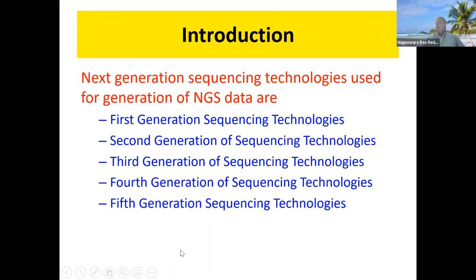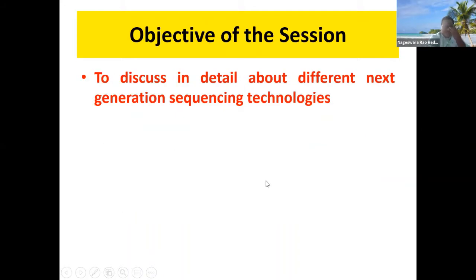Okay, so what you have to understand is the whole genome sequencing or DNA sequencing technologies are classified into five different generations. So based on the generation, we have five different generations for sequencing the DNA. The objective of today's session is to discuss in detail about different next generation sequencing technologies.